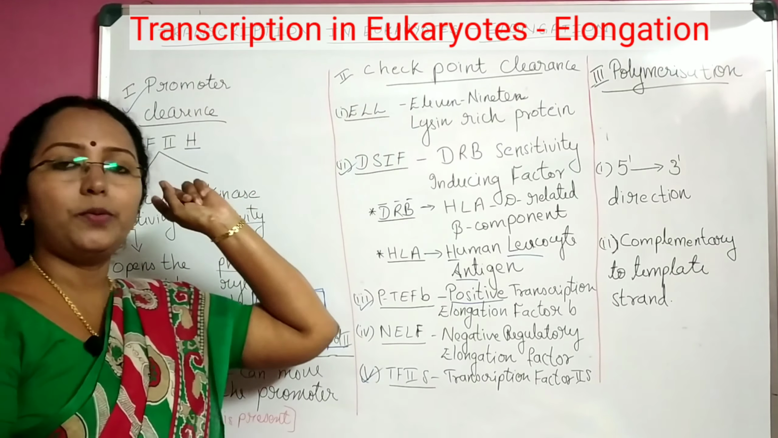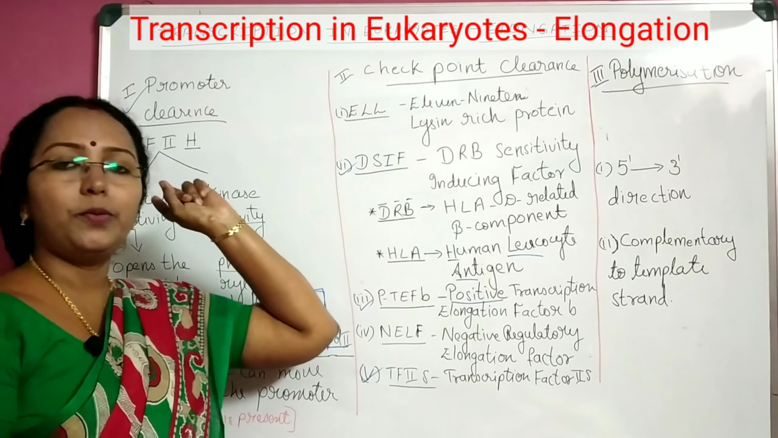Moving on to checkpoint clearance. So checkpoints, as I've told you, are the pauses in between this elongation phase. The RNA polymerase is not moving at a constant speed. In between it stops, again it moves, again it stops. So there is a pausing. This pausing is not uniform. It can go up to a few seconds to a few minutes. But that is not actually welcome in this particular elongation step.